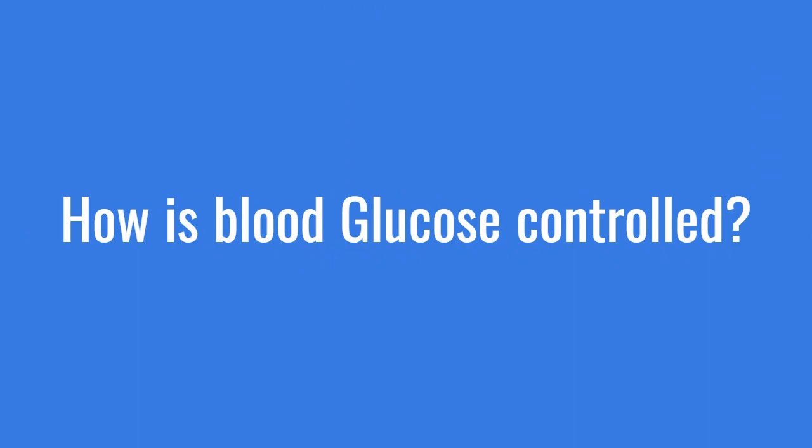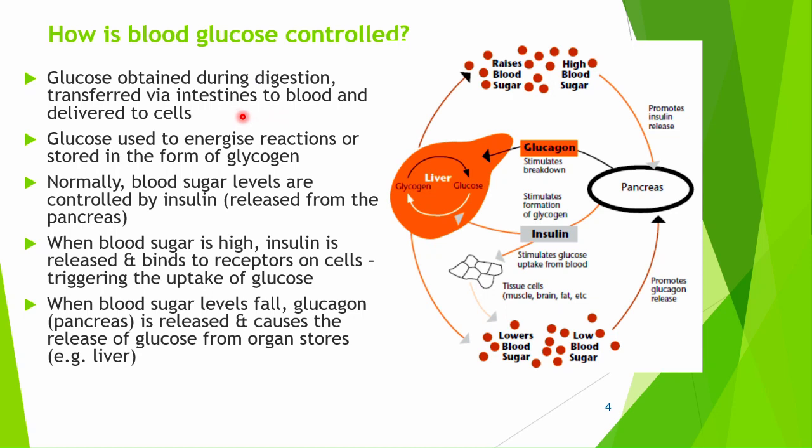So how is the blood glucose controlled? This is very important. The glucose obtained during digestion is transferred from the intestine to the blood and delivered to the cells. The glucose is used to energize reactions or stored in the form of glycogen. Normally blood glucose levels are controlled by the insulin released from the pancreas. When the blood sugar is high, the insulin is released and binds to receptors on the cell, triggering the uptake of glucose.